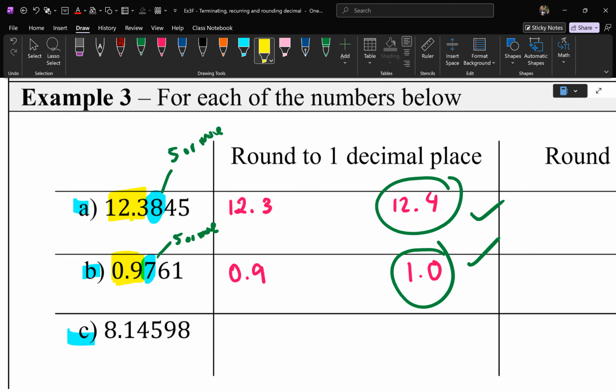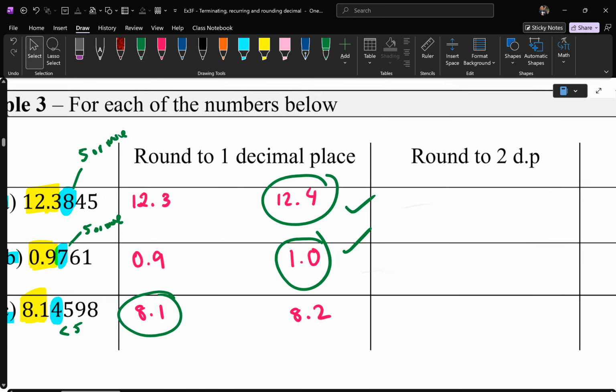So here we go. Next one. You can choose either between 8.1, because one decimal place, 8.1. Next one must be 8.2. Which one is it closer to? 8.14598 is closer to which one? Let's go, Rylan. Very good. 8.1 is the correct answer because this is 4. 4 is less than 5. Because it's less than 5, we stick to 8.1. You see the pattern?